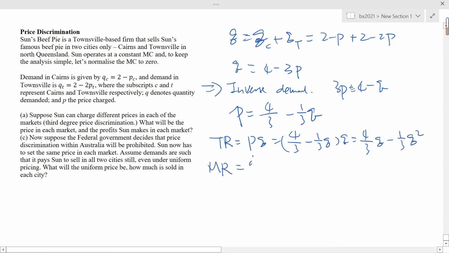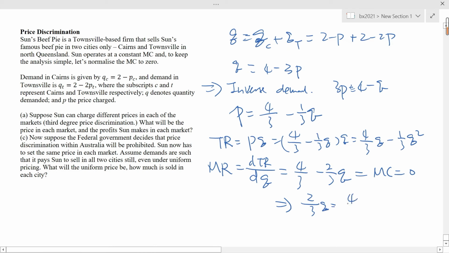Marginal revenue, differentiating total revenue with respect to quantity, is 4 over 3 minus 2 over 3 Q. Set it equal to marginal cost, which is 0. This implies that 2 over 3 Q is equal to 4 over 3, or Q is equal to 2 units. So the total quantity of output is 2. And the price would be 4 over 3 minus 1 over 3 times 2, so it's 2 over 3. So that's the price.